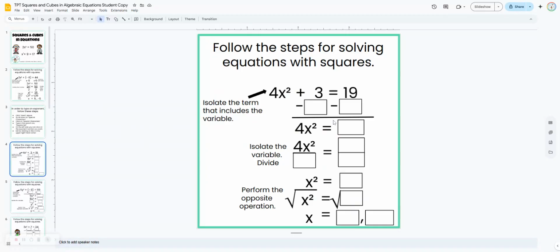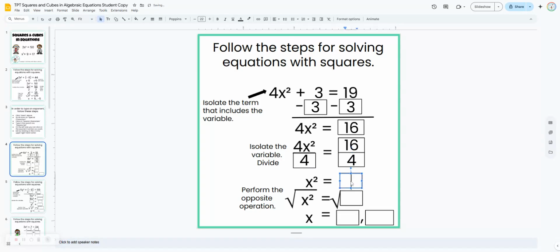So on slide 4, now part of this equation is done for the students, and they're just going to fill in the missing text boxes. So again, we want to isolate the term that includes the variable, so we're going to get rid of this 3 by subtracting 3 on both sides of the equal sign. And they're just going to type these in. So we're going to end up with 4x squared equals 16. They type in 16 and 16 again here. We're going to divide both sides by 4.